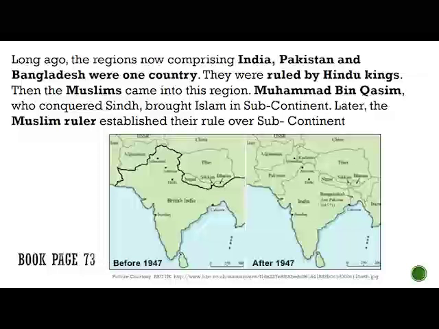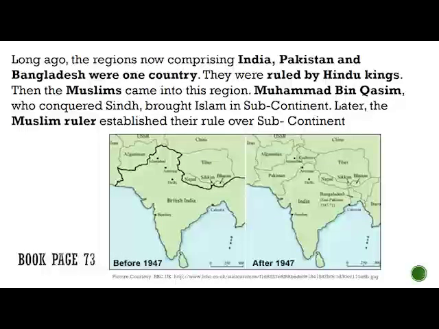उसको उस वक्त Hindu kings rule करते थे. Then the Muslims came into this region. फिर मुसलमान इस subcontinent में आए. So when Muslims came, Muslims कब आए? Muhammad bin Qasim, who conquered Sindh, brought Islam to the subcontinent.